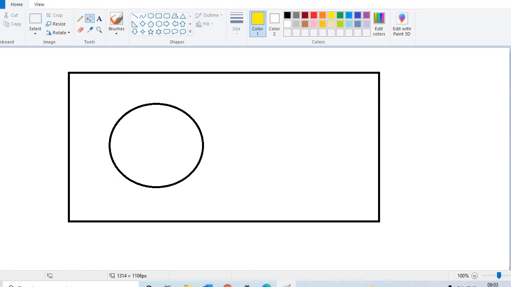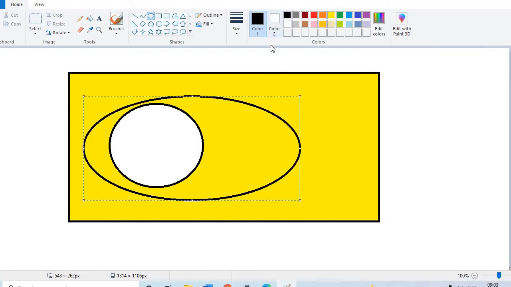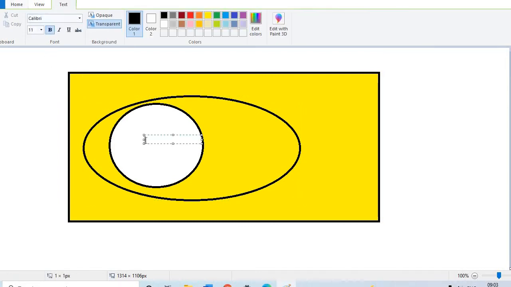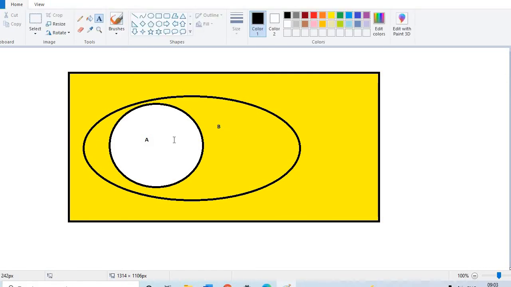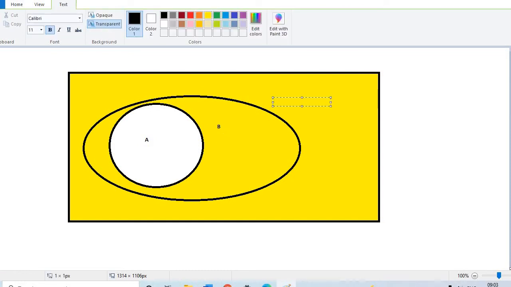Suppose this is A and this is B. So clearly A is a subset of B. This is A, which is a subset of B. Then A union B is nothing but B itself. A union B equal to B.